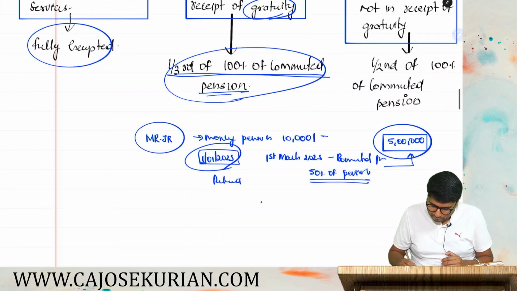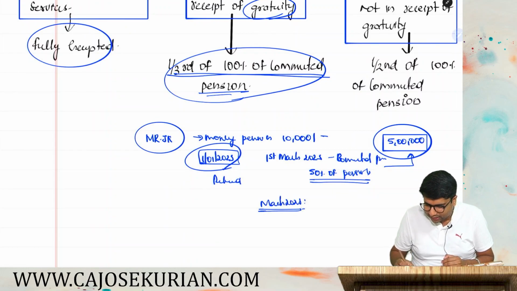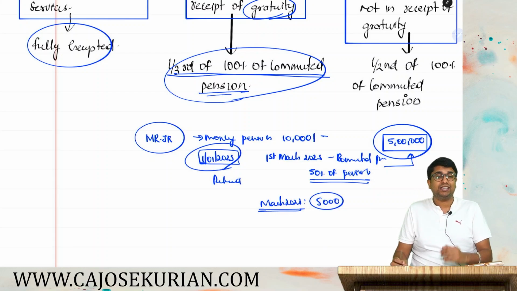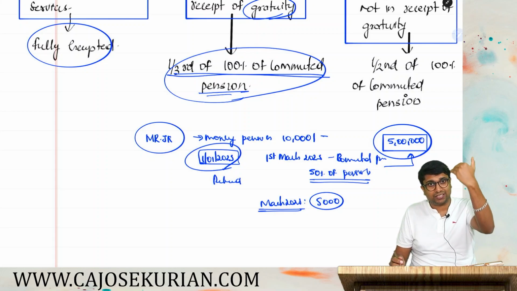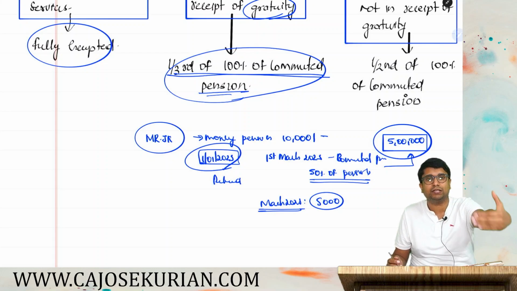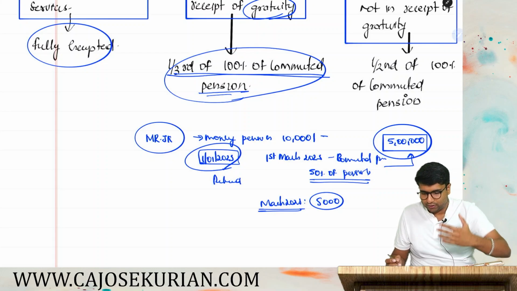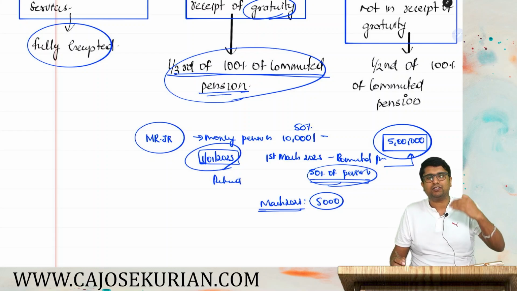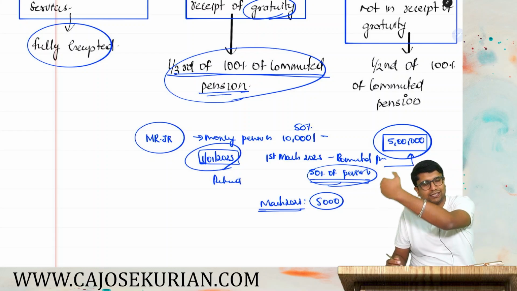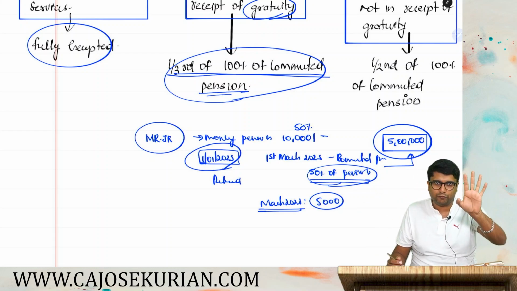Now, from March 2025, soon after the commutation, he will get a monthly pension of rupees 5,000. How will he get a monthly pension of rupees 5,000? Because he hasn't commuted his entire pension. He commuted only 50% of the pension, so for the remaining percentage he is eligible for the monthly pension. From April till his death, he will receive a monthly pension of rupees 5,000 as well.